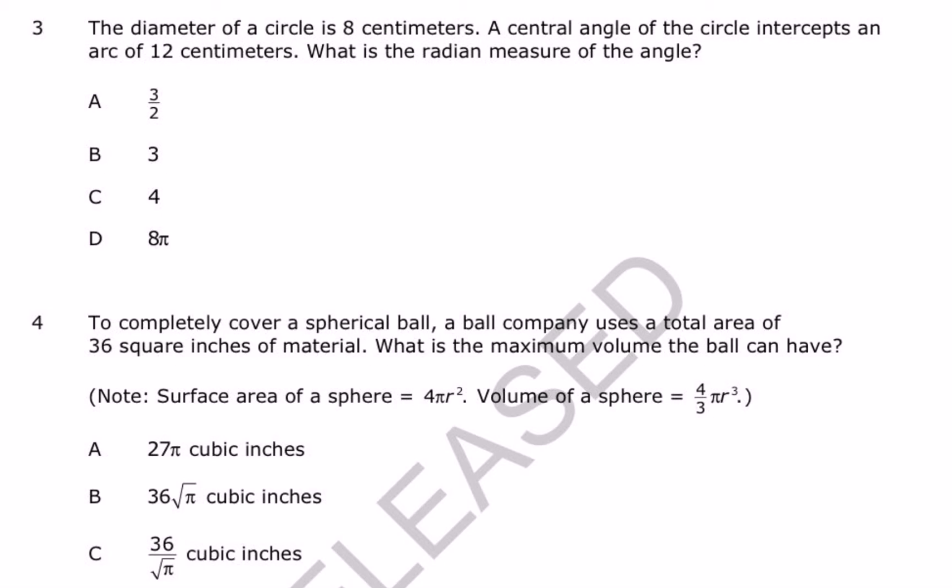So we're going to highlight the important information. We know the diameter is 8 centimeters. We know that the angle intercepts an arc of 12 centimeters, which is in reference to the arc length. And we're looking for the measure of the angle, but we want to make sure that it's in radians.